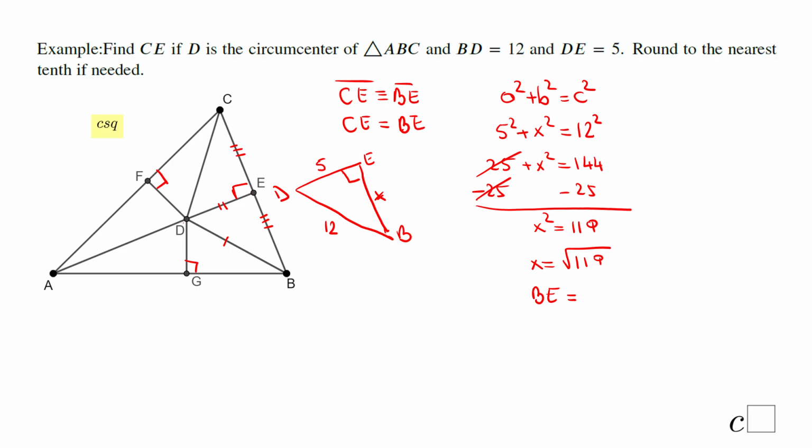So now, square root of 119. Let me grab a calculator. And that would be 10.9 rounded to the nearest tenth. So BE is 10.9. So CE, the one we're looking for, should be the same thing.